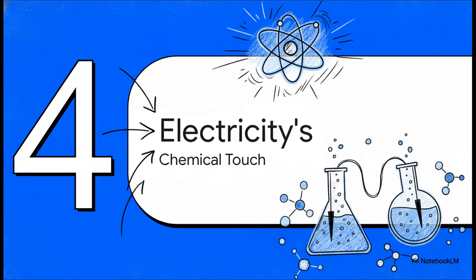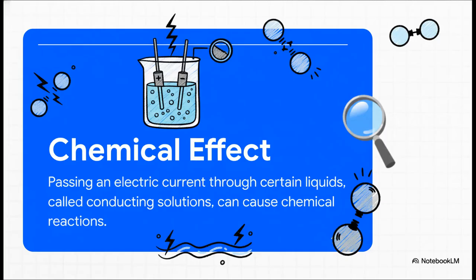All right, so we've covered heat and we've covered magnetism. But electricity has one more trick up its sleeve, and this is the one that might just surprise you the most. It can actually rearrange matter itself. Let's look at its chemical touch. So this effect happens when you pass an electric current through certain liquids instead of a solid wire. When you do this, the electricity can literally trigger chemical reactions, breaking molecules apart or causing new ones to form. But, and this is a big but, it only works if the liquid can actually conduct electricity.